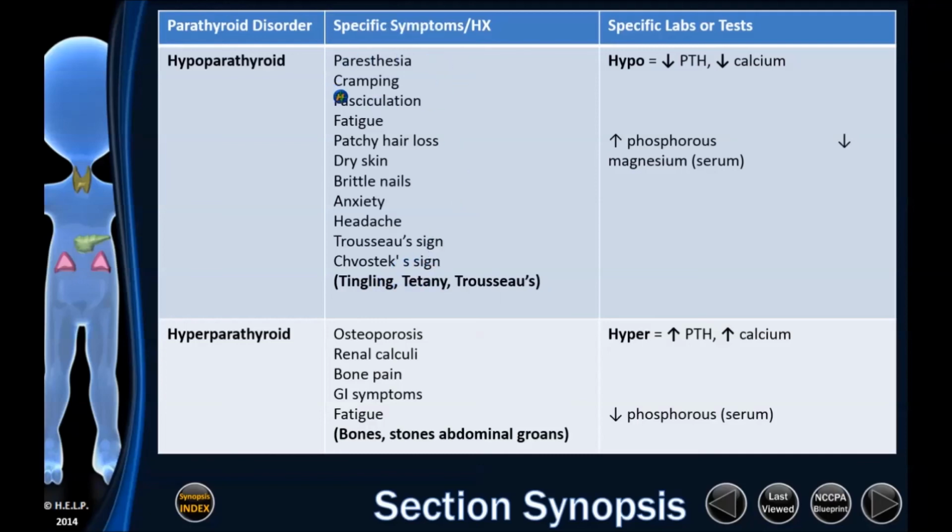Remember that it's these guys I'm more worried about, because these can be common to other disorders and may or may not help you on the question to differentiate where you're going. Remember bones, stones, abdominal groans, psychiatric overtones, however you want to remember these guys here, very important with hyperparathyroidism.